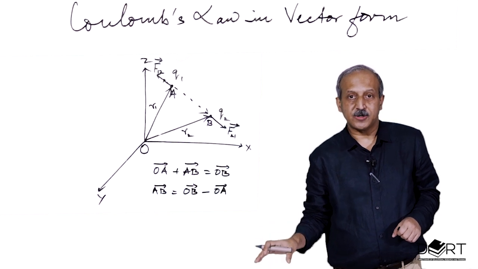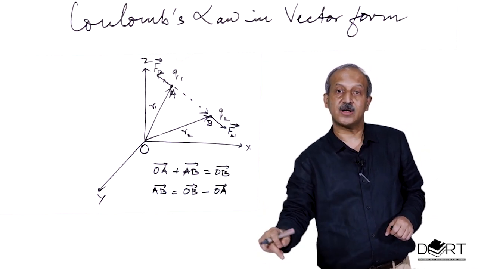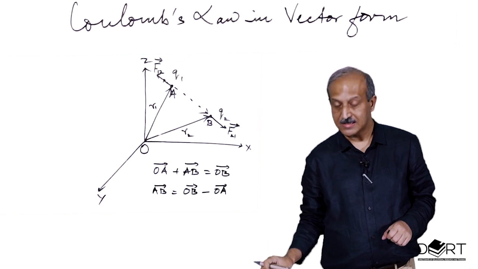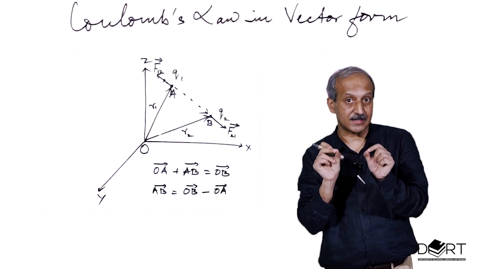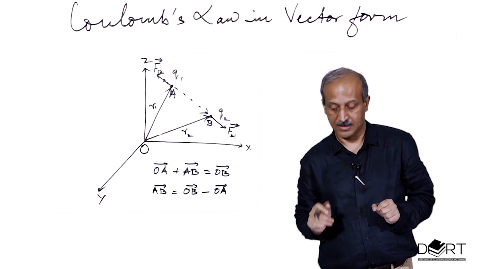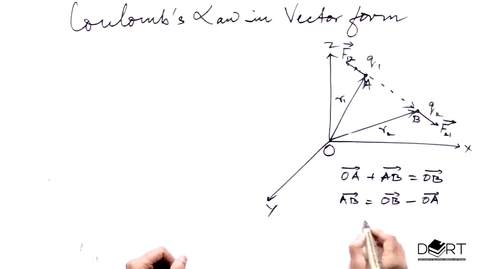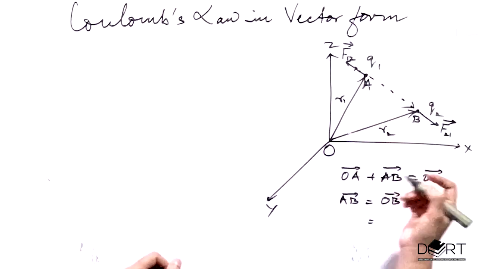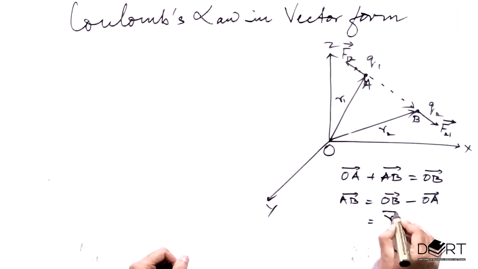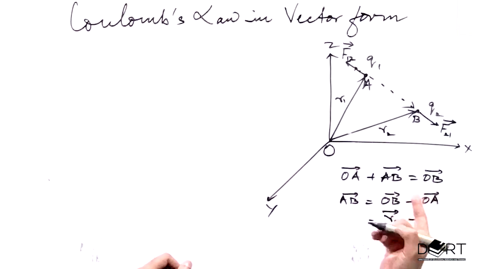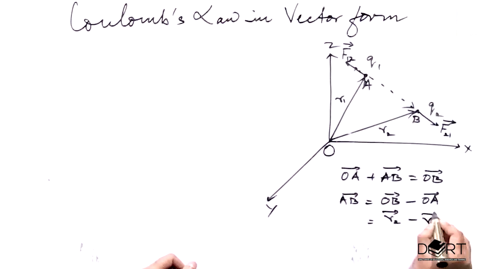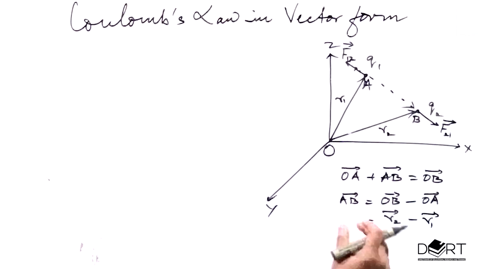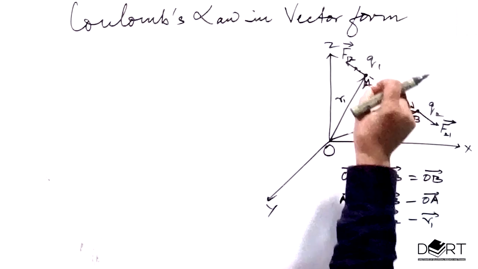Right. So, now you see what we have done is, in terms of R1 and R2, we have been able to find the value of the vector AB, which gives us in vectors the distance AB. So, vector AB therefore would be vector OB. What is vector OB? Vector OB is R2 vector minus vector OA. OA is R1, so minus R1 vector. So, we have AB vector in terms of the known position vectors of charges Q1 and Q2.